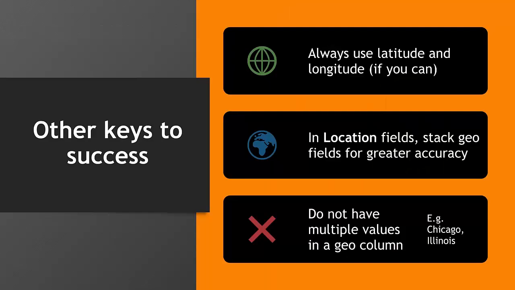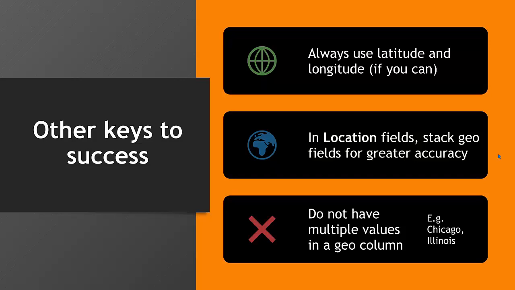Some other keys to success. Always use latitude and longitude if you can. In the location field, you can stack geographic fields for greater accuracy. So again, you're always going to get more accurate data if you go, for example, country, state, and then city. And also, do not have multiple values in a geographic column or in a field. So what I mean by that is don't stack, say, Chicago, Illinois. Always break them out and have a city field and have a state field and then have a country field.